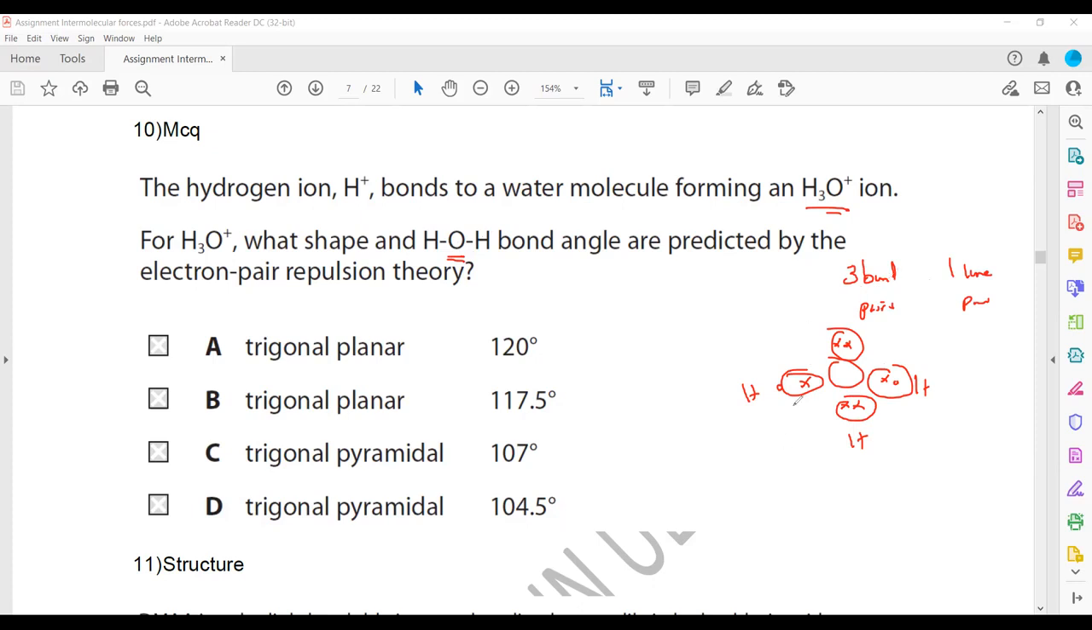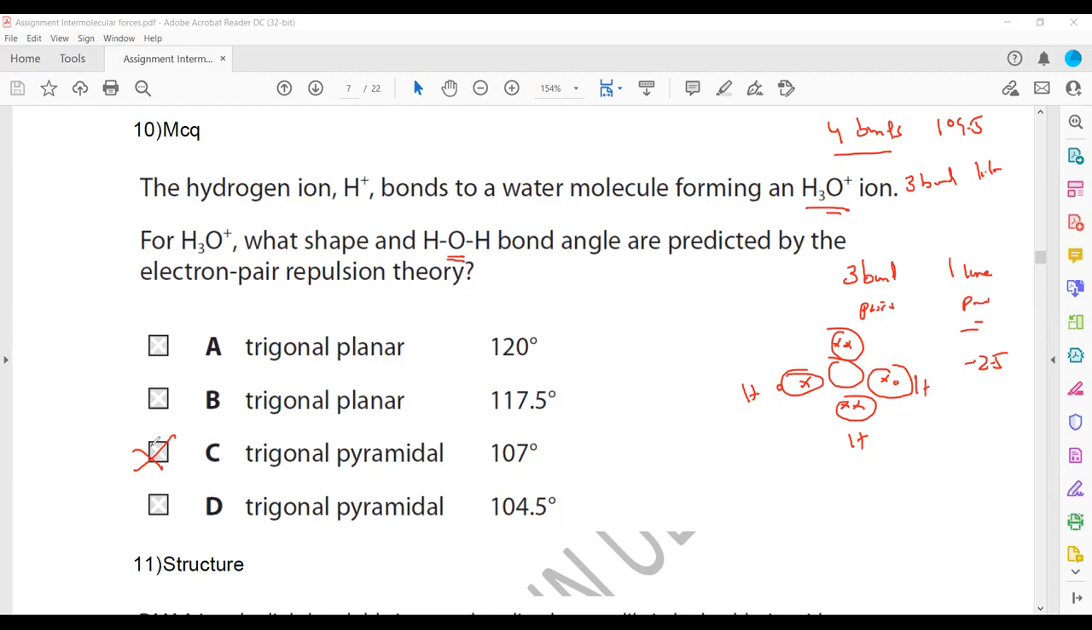If four bond pairs are there, it will be tetrahedral with a bond angle of 109.5. But if out of four, three are bond pairs and one is a lone pair, we know each lone pair decreases the angle by 2.5. So 109.5 minus 2.5 equals 107, and 107 is trigonal pyramidal.